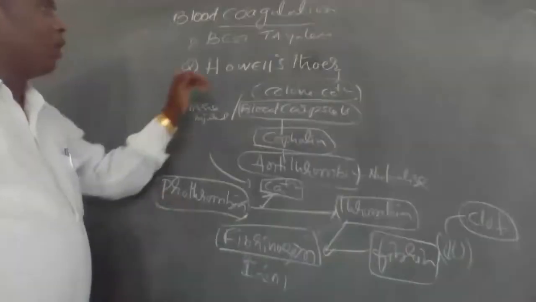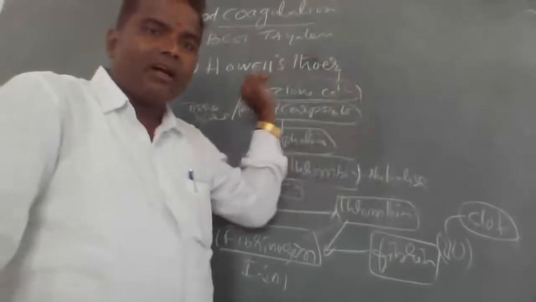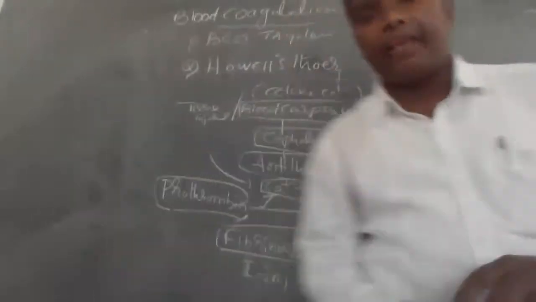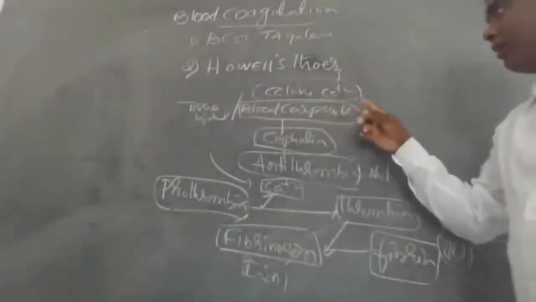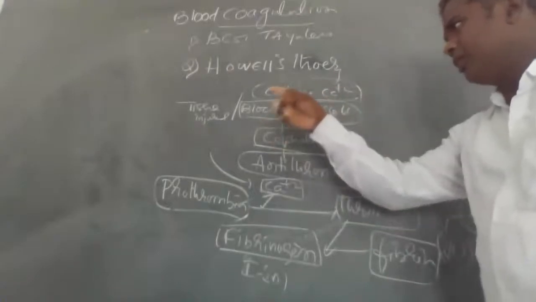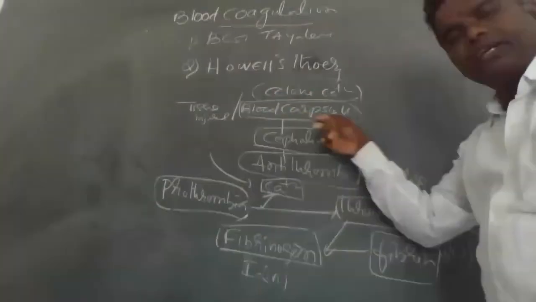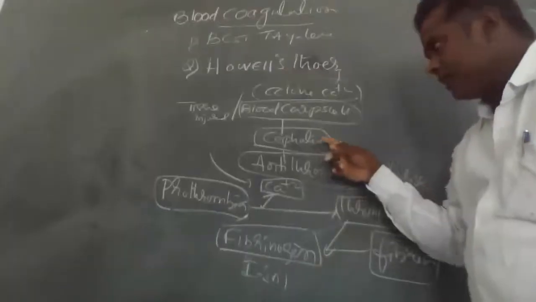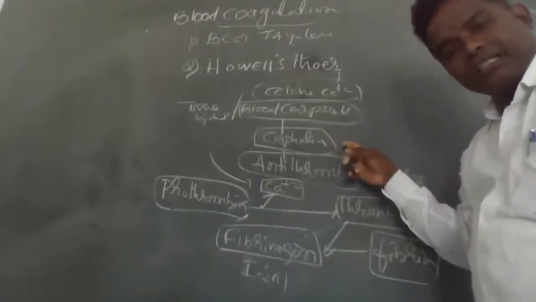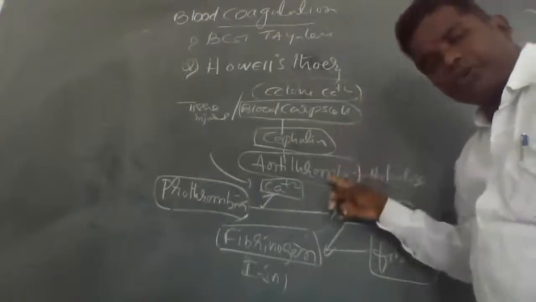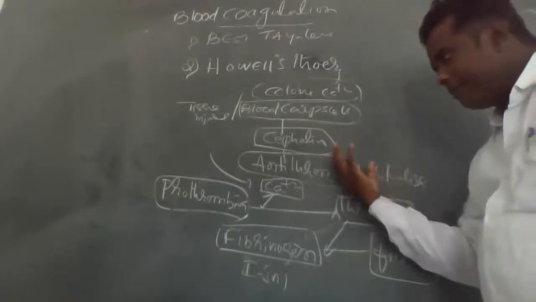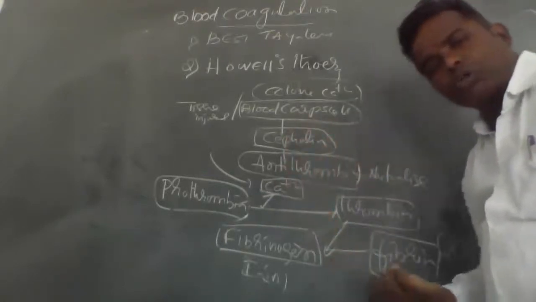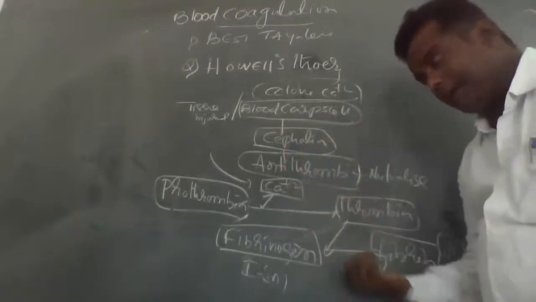What happened now? According to Howell's theory, from the damaged tissue and the injured blood corpuscles, after a little bit of time, the cephalin should be released. This cephalin should be neutralized, and then what happened? The calcium should be allowed from plasma.